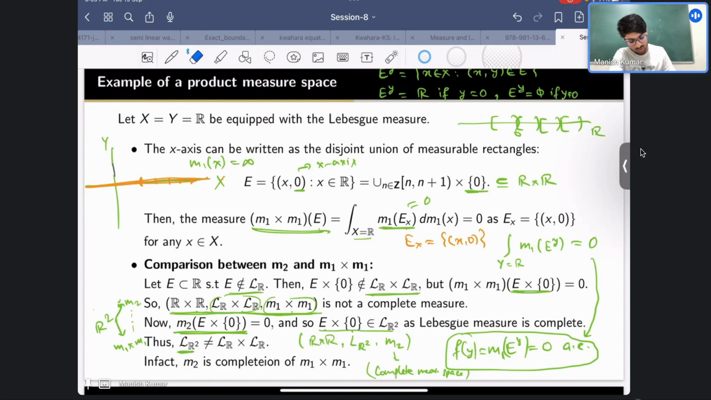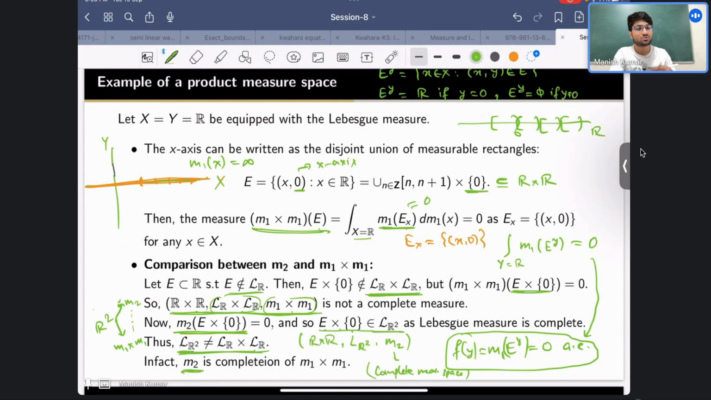So since it is a complete measure space, E cross 0 will belong to LR2, the Lebesgue sigma algebra, and not the product sigma algebra. So E cross 0 does not belong to the product sigma algebra of Lebesgue sets in R, but it belongs to the Lebesgue sigma algebra of R2. So these two are completely different, and in fact you can prove that this measure M2 is the completion of M1 cross M1.